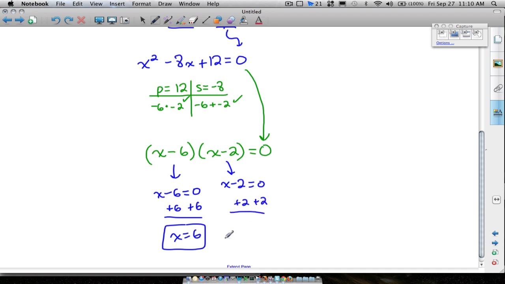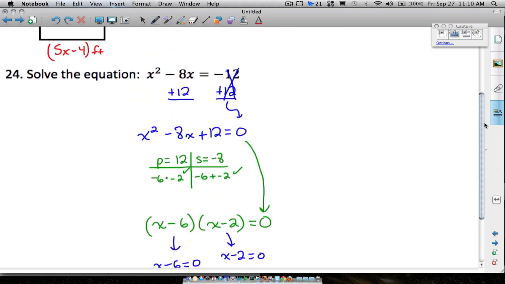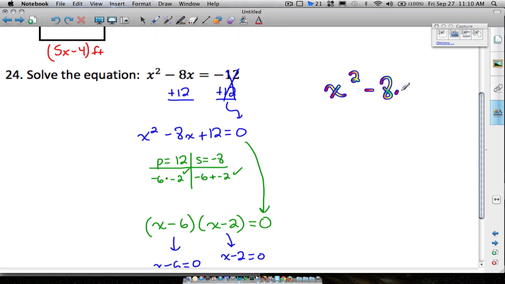Therefore, we get x is equal to 2. So we get two answers here, a positive 6 and a positive 2. Let's go back and check that real quick using a little bit of mental math. So the original problem was x squared minus 8x is equal to negative 12.